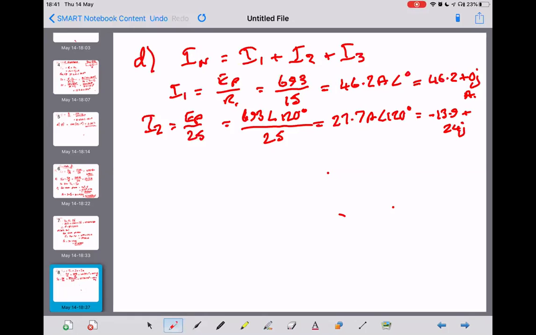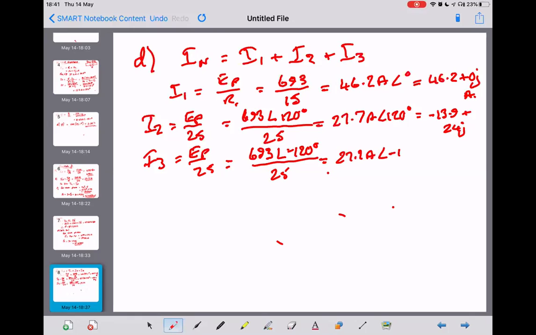And then I3 would be the same again, but when you get to the polar answer, that would be minus 120. So this would be 693 angle minus 120 degrees over 25. So you get 27.7 amps angle minus 120. And this is minus 13.9 minus 24J, isn't it? Yeah.